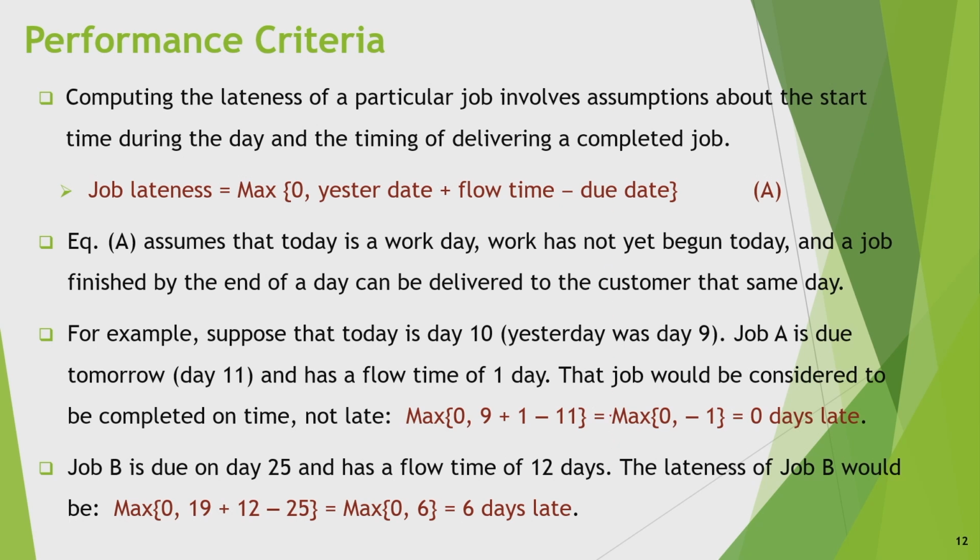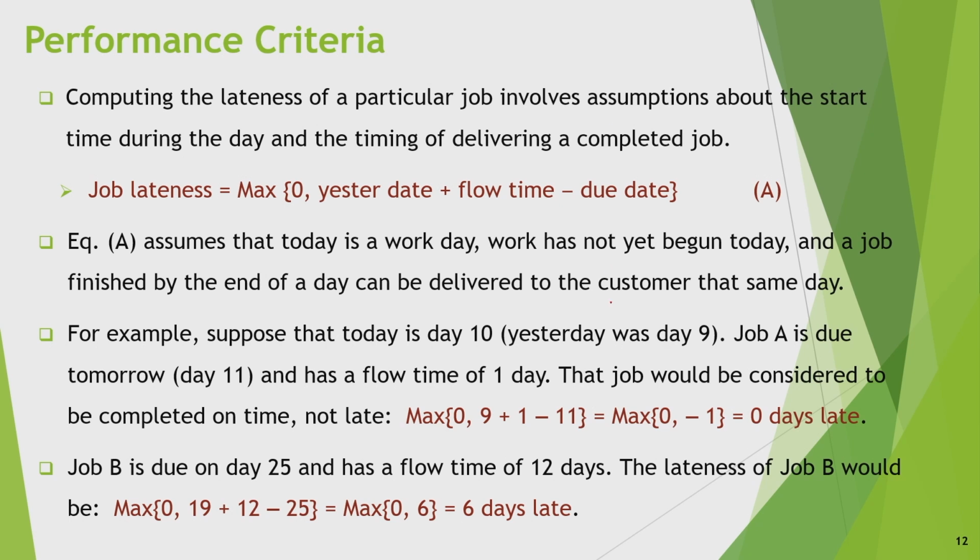For example, suppose that today is the 10th of some month, say 10th of May, and yesterday was day 9. Job A is due tomorrow, that is day 11, and it has a flow time of 1 day, meaning it remains 1 day in the system. Then the job would be considered completed on time, not late, because maximum of 0 and yesterday, the 9th, plus 1 day flow time, gives date 11 minus due date 11. So, in fact, this job is early.